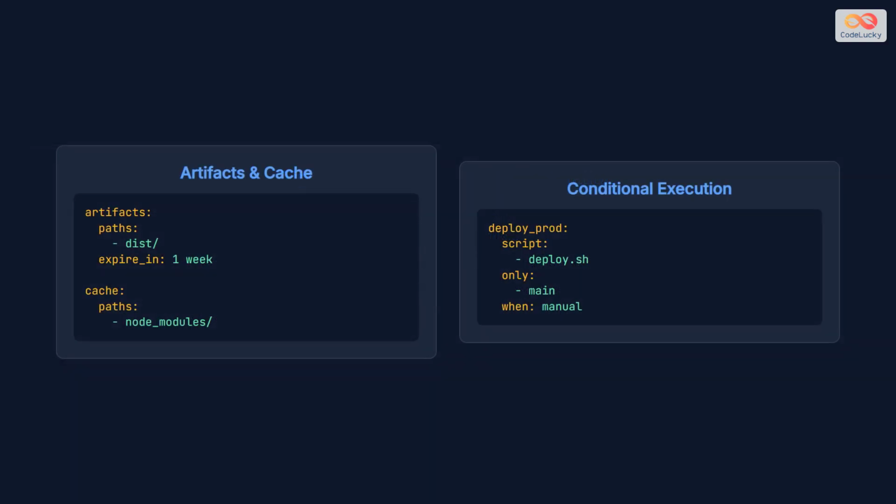Artifacts in GitLab-ci are files produced by jobs that can be passed to subsequent jobs or downloaded later. Artifacts have specific paths and can expire after a certain time, like 1 week. Caching improves pipeline efficiency by storing dependencies such as node modules for reuse across jobs. Conditional execution enables jobs to run only under specified conditions, such as deploying only on the main branch. Jobs can also be set to run manually when triggered by a developer, offering control over deployment.